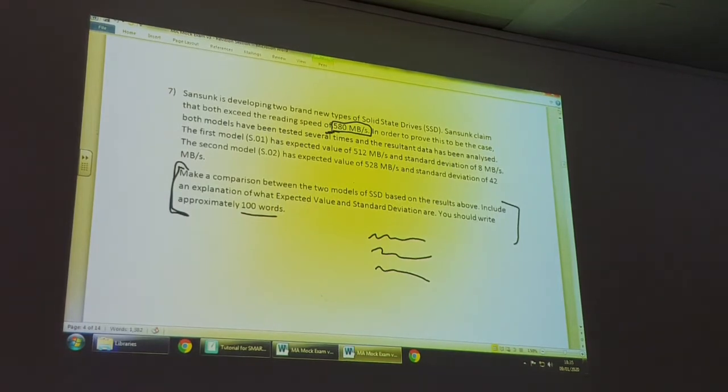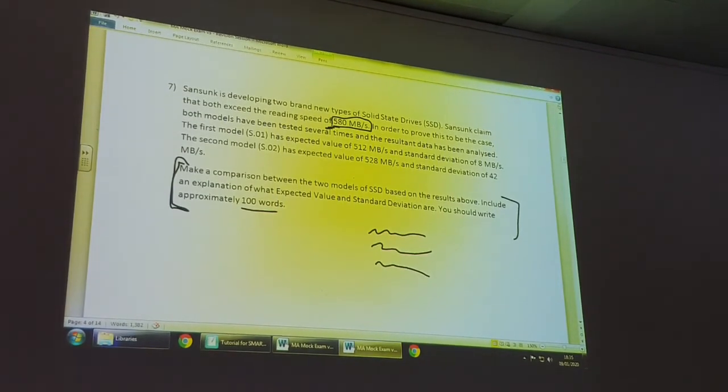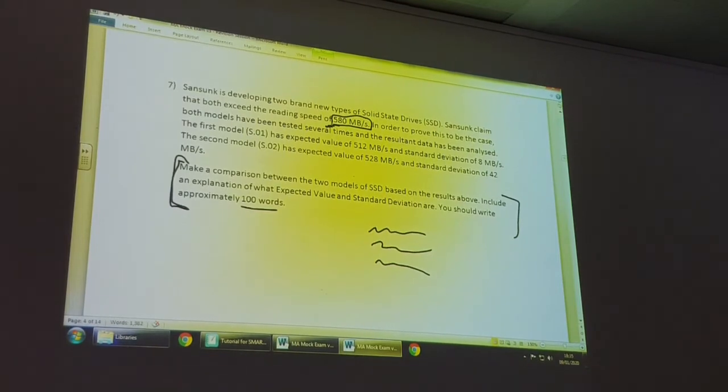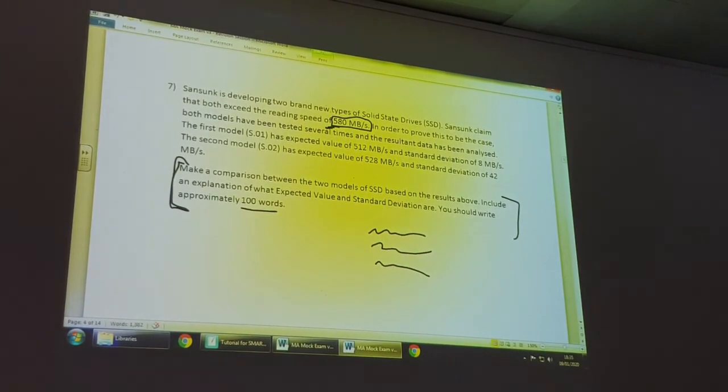So you give me those quick definitions, then you say which one is faster on average, in this case of SSDs, and which one is more consistent. You said 3: it was expected value, standard deviation, and the third one was? There is no third one. The third one is just about comparing them.